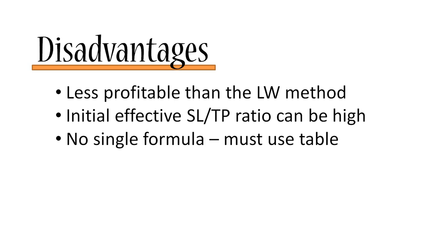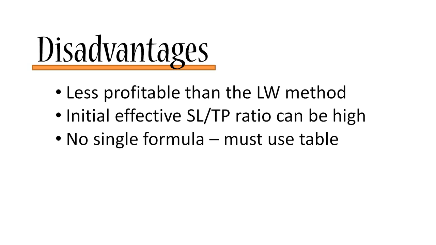And finally, the third disadvantage, there's no single formula. You have to use a table. It's kind of a bit of a pain sometimes, especially if you're trading with algorithmic trading systems. I found that it's much easier to code or program the Larry Williams method because it's just one simple formula and you just type it into your code. Whereas if you're using the Ryan Jones method, you have to create a matrix, populate it, and things like that. So it can be a pain then, but I wouldn't say that it is that much of a major drawback.